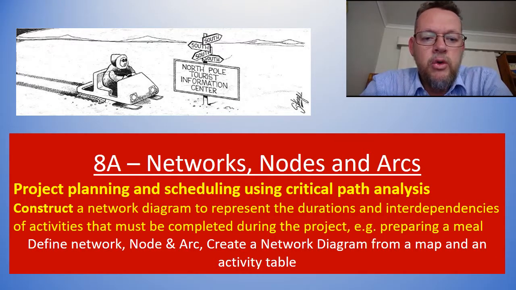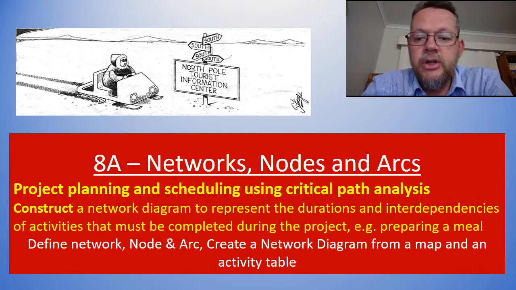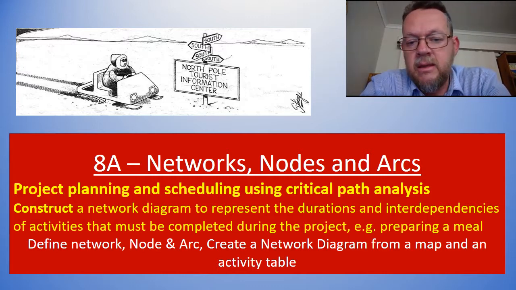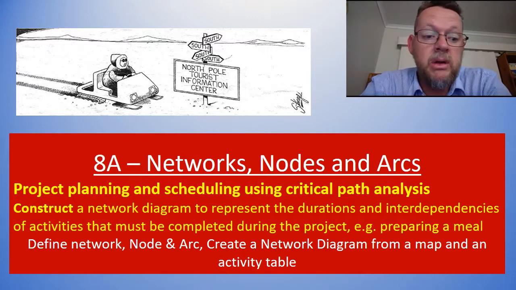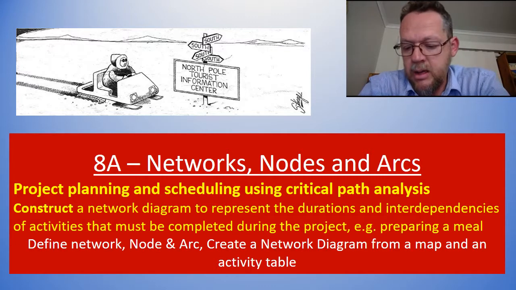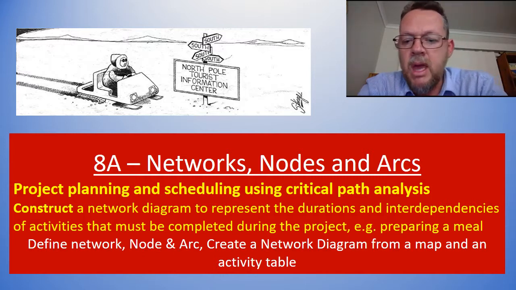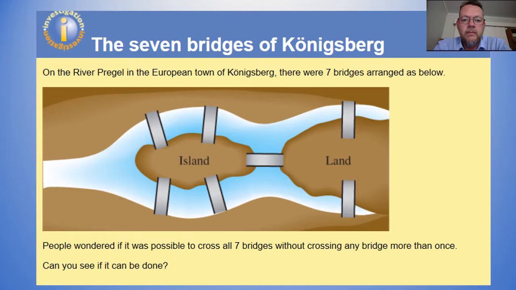So what we want to look at this lesson is we want to be able to construct a network diagram to represent the durations and interdependencies of activities that need to be completed during a project. So that might be traveling from town A to town Z, for example, or even just preparing a meal or preparing a project. So we're going to define a few terms like network, node, and arc, and then we're going to create a network diagram from a map and an activity table.